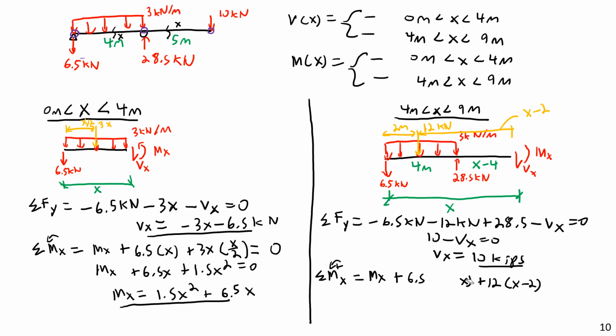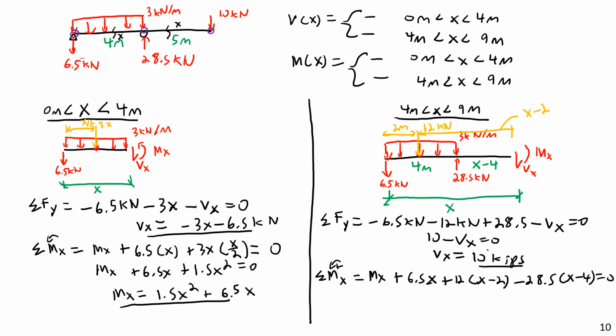I'm just going to simplify this to save some room by saying 6.5x and 12 times x minus 2, and then minus 28.5 times the moment arm length of x minus 4. Notice we don't try to double count our distributed load. We just use the equivalent point load method, and we only have to consider it once. And this all equals 0 because this is a statics class.